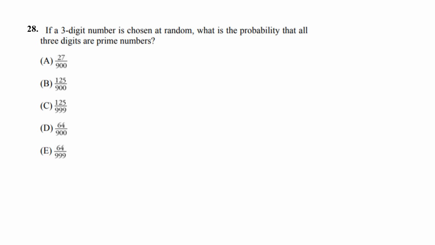If a 3-digit number is chosen at random, what is the probability that all 3 digits are prime numbers? Okay, so the first thing, let's just understand what the problem is trying to say. It's a 3-digit number, so really I'm going from 100 to 999, right? Because if you go over that, you're at 1,000, that's 4 digits. And if you go below this, you're at 99, and that's 2 digits.